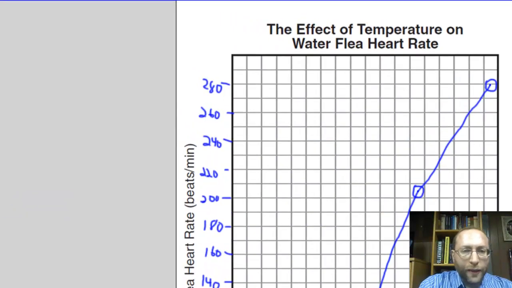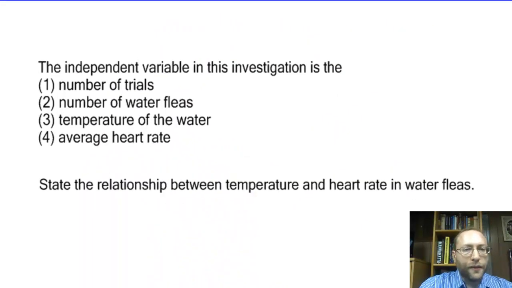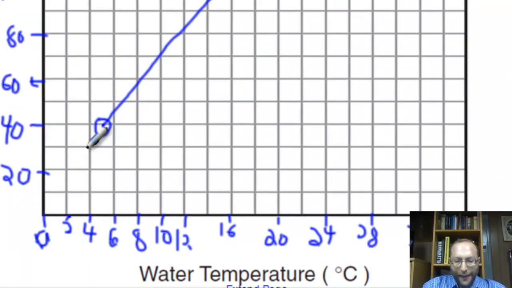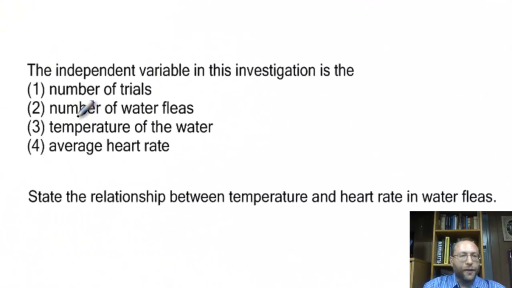Okay, now there are a couple questions on this, and these are the 2 questions. The first one asks what the independent variable is, and for this we just go back over here and ask, okay, what's on the x-axis? Water temperature. So that's a quick way to do it. Temperature of the water. State the relationship between temperature and heart rate in water fleas.